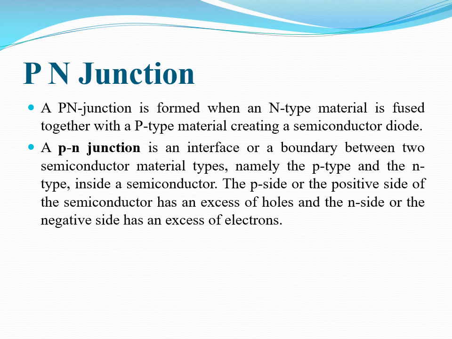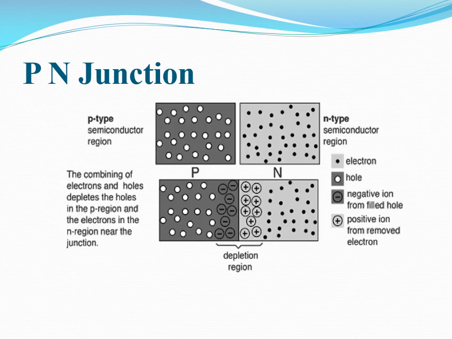Next is PN junction. When you connect P with N, it is called a PN junction. A PN junction is formed when an N-type material is fused together with a P-type material, creating a semiconductor diode. A PN junction is an interface or a boundary between two semiconductor material types, namely the P-type and the N-type, inside a semiconductor. The P side, or the positive side of the semiconductor, has an excess of holes and the N side, or the negative side, has an excess of electrons.